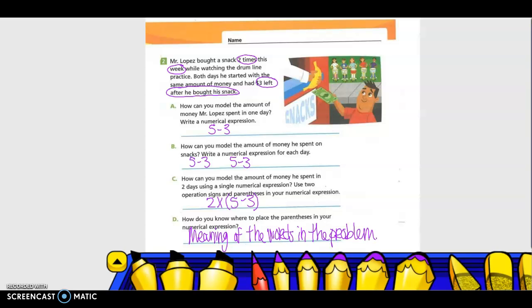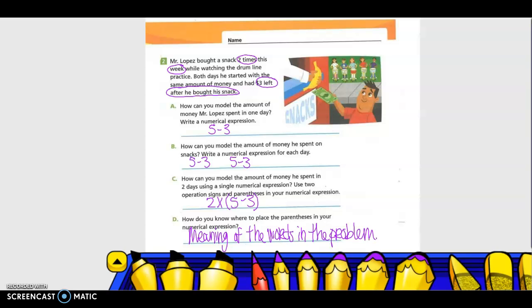So 5 minus 3. And then it says, how can you model the amount of money spent on snacks? Write a numerical expression for each day. So each day would be 5 minus 3 because it was the same amount each day. Then how can you model the amount of money he spent in 2 days using a single numerical expression? Use 2 operation signs and parentheses in your numerical expression. So we saw 5 minus 3 twice, so we put that in parentheses, and then we put the 2 outside because we saw it twice.